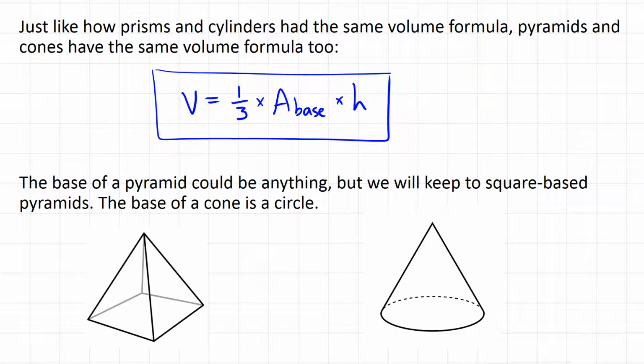So you can see that the base of a pyramid could be anything, but we always keep it to square-based pyramids, and the base of a cone is a circle. So these would be the base in each example.